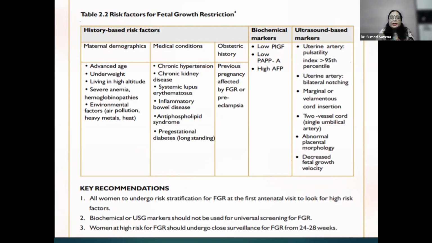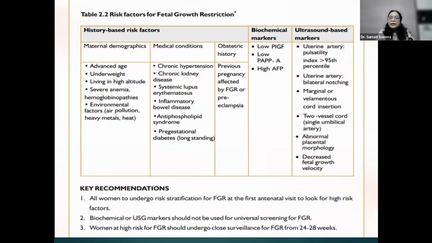Then in the obstetric history, there can be a previous pregnancy affected by FGR or preeclampsia. Then you have to be very careful. Then if you do a double marker test or biochemical marker test during combined screening, and you find there is low PLGF, that is placental growth factor, or low PAPP-A or high AFP, alpha fetoprotein, these biochemical markers are also indicative of FGR, so that you are alert that this pregnancy can develop FGR.